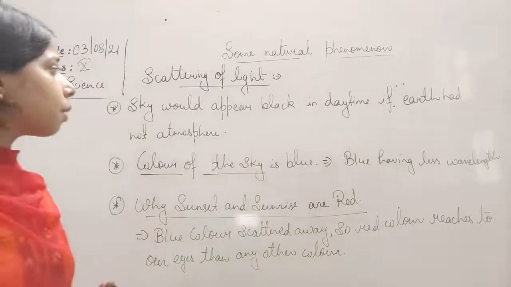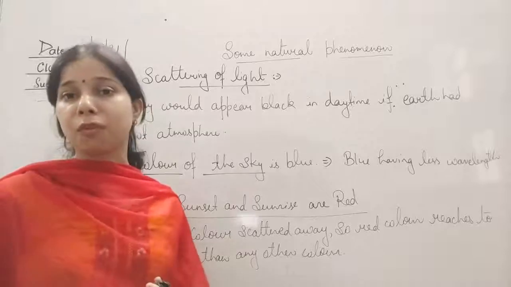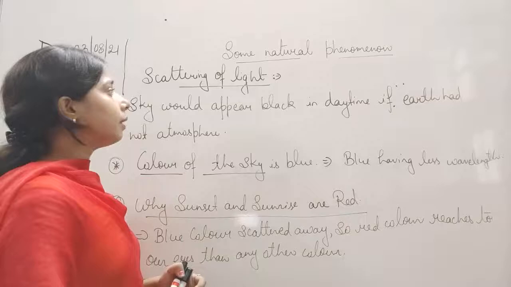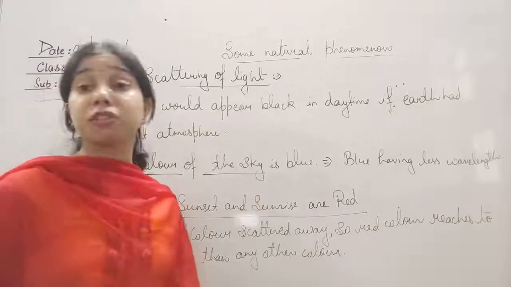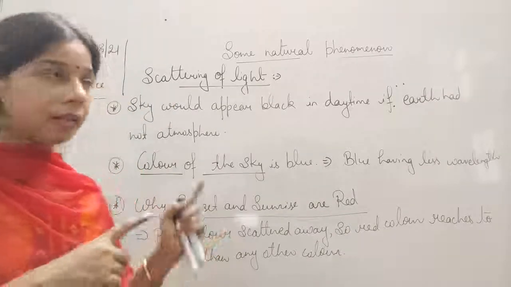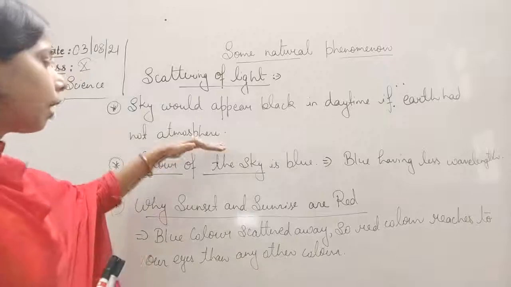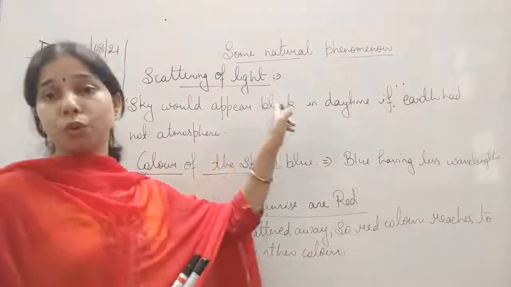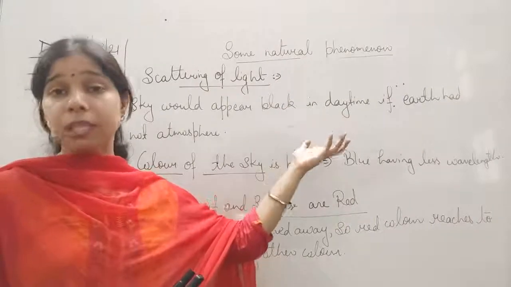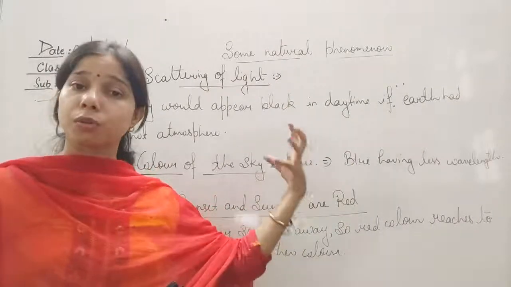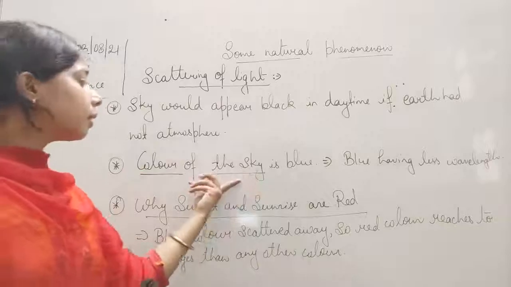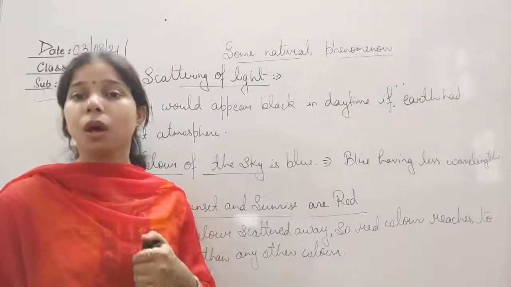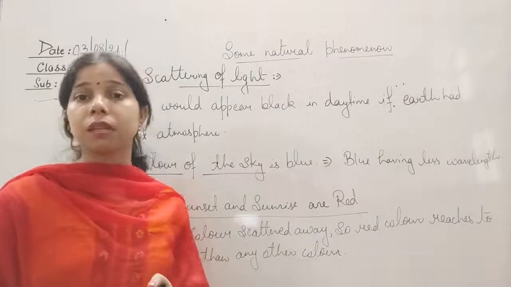So these are some of the examples in which we have seen how scattering of light is responsible for these causes. Why the space appears black even during the daytime, and the reason is no atoms or molecules are present there. Why the sky is blue, and why during sunset or sunrise it is red, or why during noon the sun appears white.